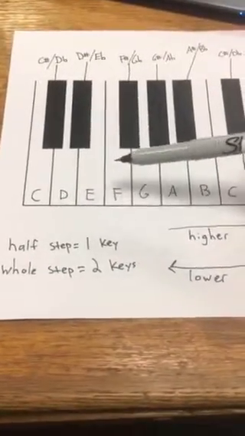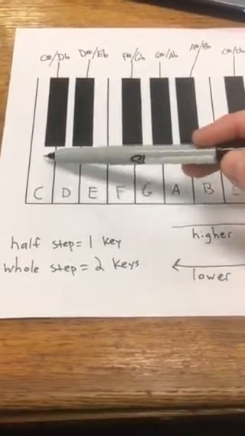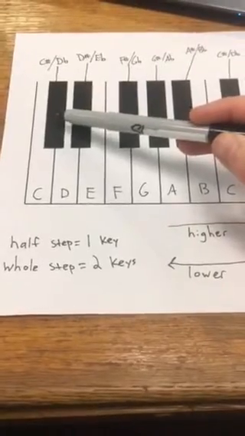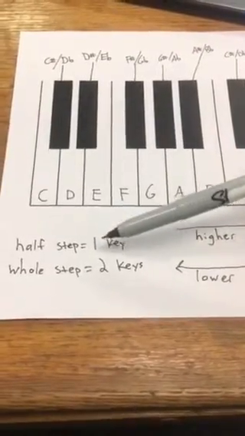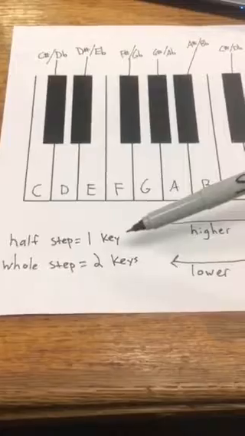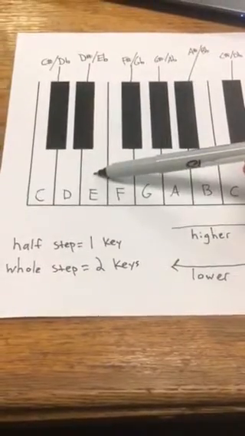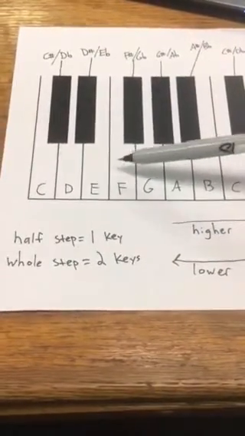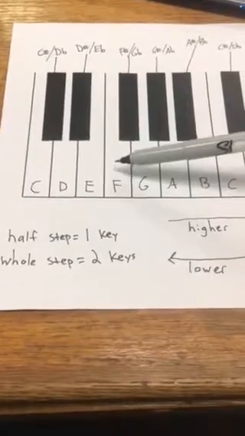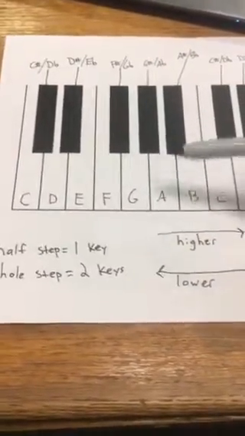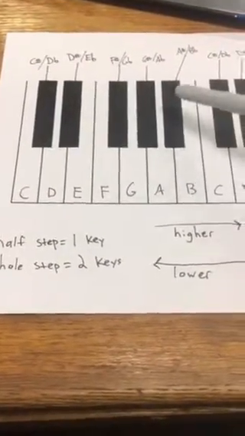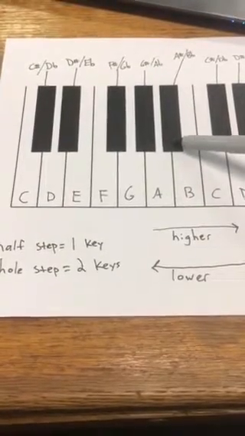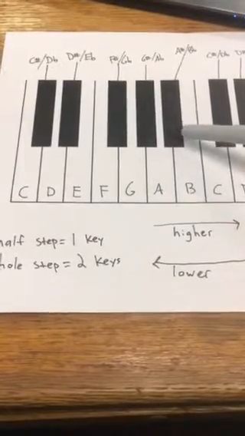A half step is when you move one key on the keyboard. For example, moving C to the very next key, C sharp, is a half step. Another example of a half step is E to F. That was just one key. A final example of a half step could be B flat to A, one key away.